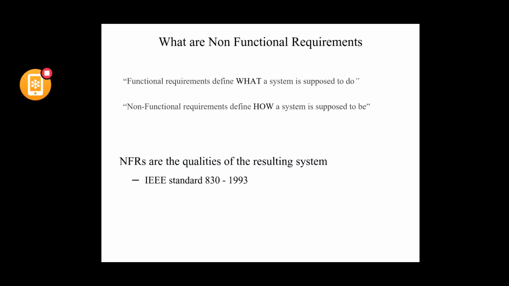So when we talk about the requirements for a system, we talk about the functionalities, right? Functional requirements define what a system is supposed to be doing. That is defined under the functional requirements. So what are all the functionalities the system is supposed to do?